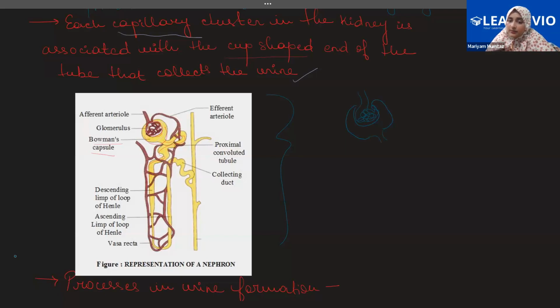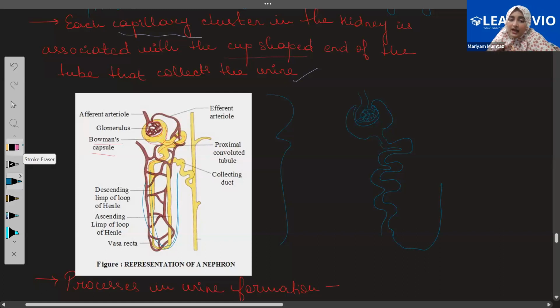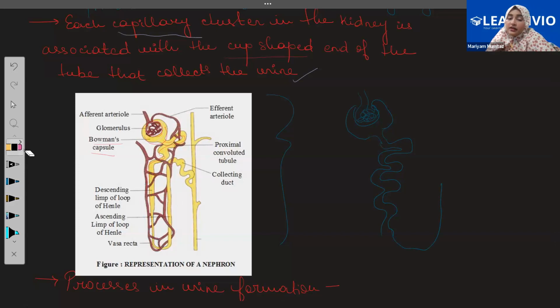Now, this Bowman's capsule extends and forms the proximal convoluted tubule. So it has certain tubules, and that is the proximal convoluted tubule. Then there is the distal convoluted tubule, and you see this loop-like, U-shaped structure here. That is known as Henle's loop. Now, what does Henle's loop do? Henle's loop has many functions, such as the concentration of the urine.